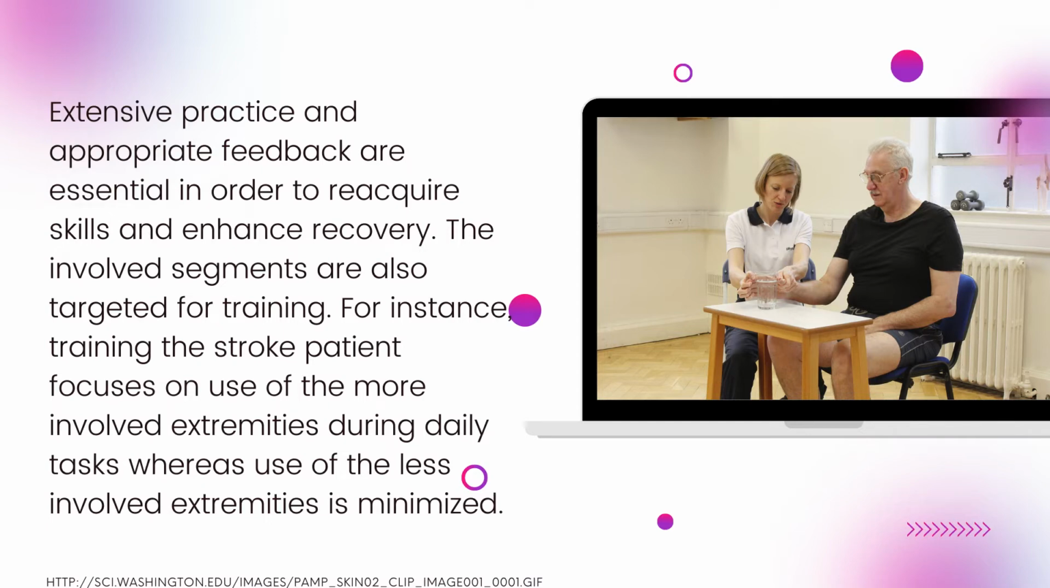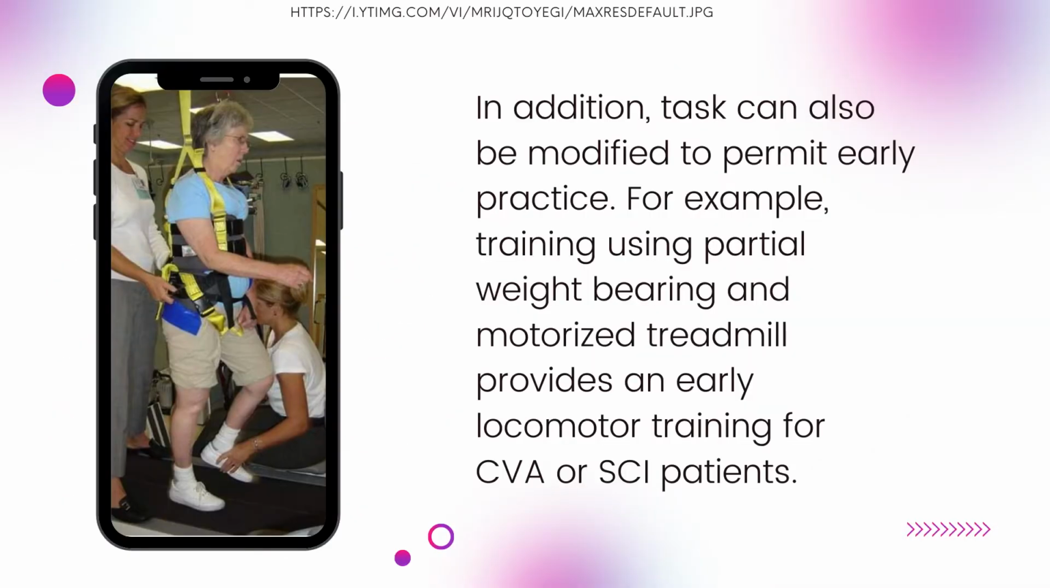For instance, training the stroke patient focuses on use of the more involved extremities during daily tasks, whereas use of the less involved extremities is minimized. In addition, tasks can also be modified to permit early practice. For example, training using partial weight bearing and motorized treadmill provides an early locomotor training for CVA or SCI patients.